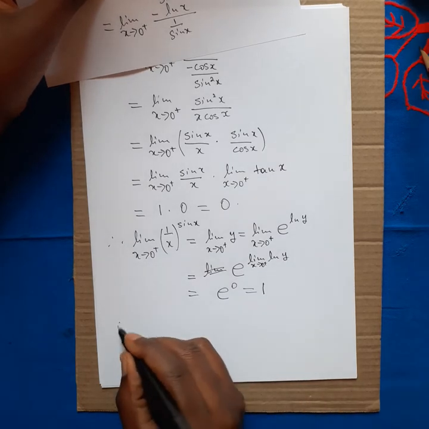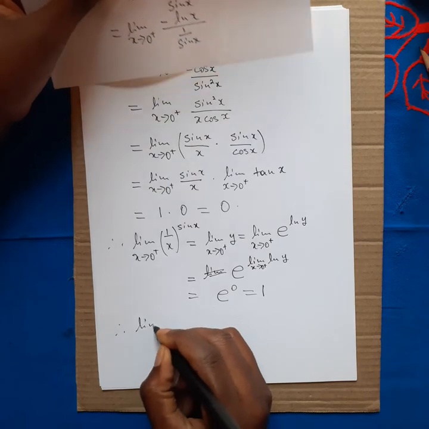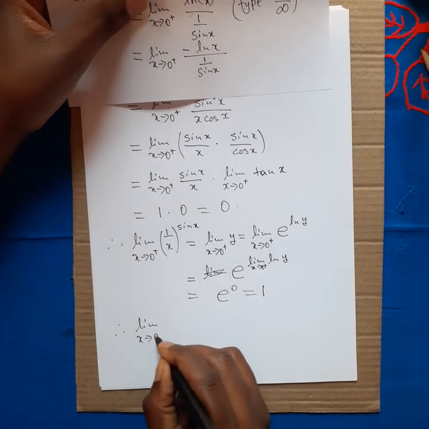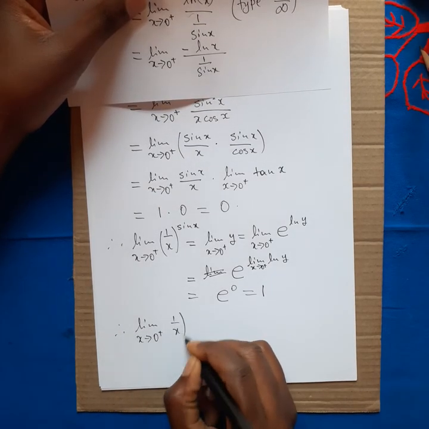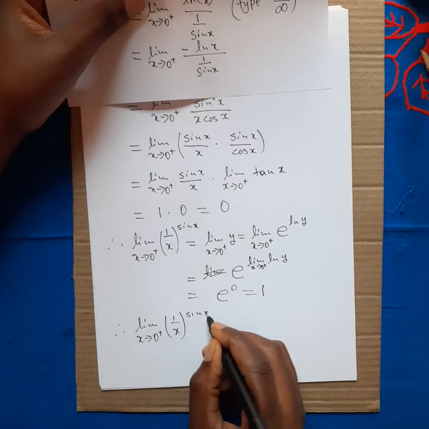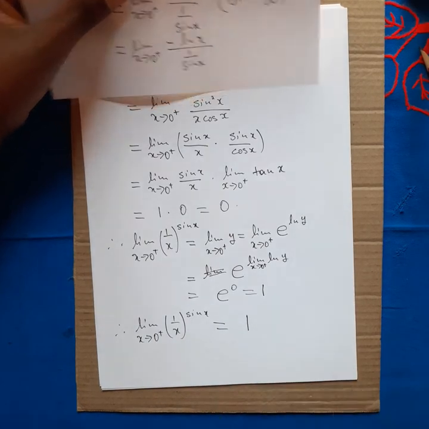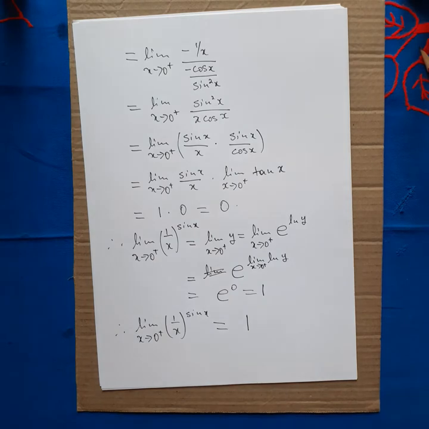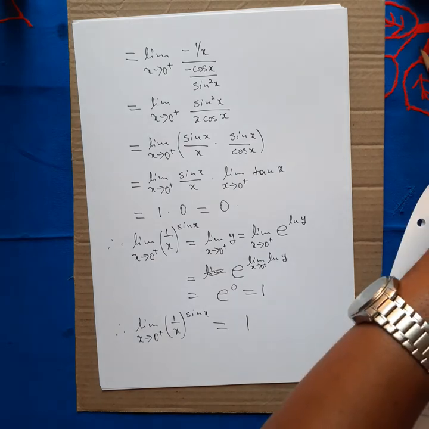Right. Therefore, in other words, we have concluded that the limit when x is approaching 0 of 1 over x to the power of sine x is simply 1. It's simply 1, like that.